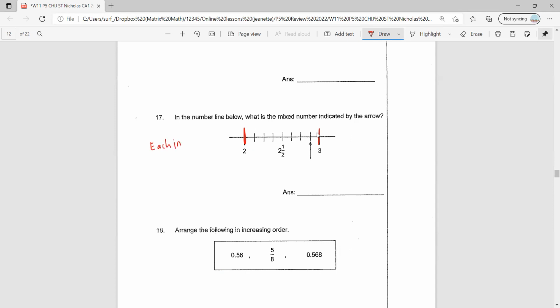So each interval is actually 1/8. So you always jump by 1/8. So what's this one? What is 7 intervals later or 1 interval before 3? So it's 2 wholes and 7/8. And that cannot simplify already. So this is the simplest form, 2 and 7/8.